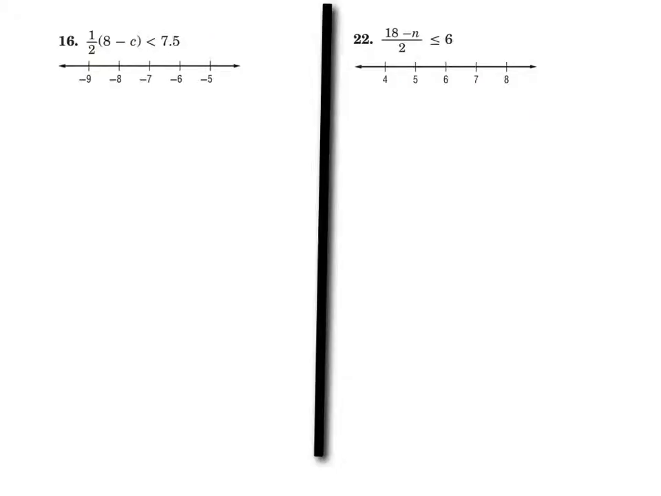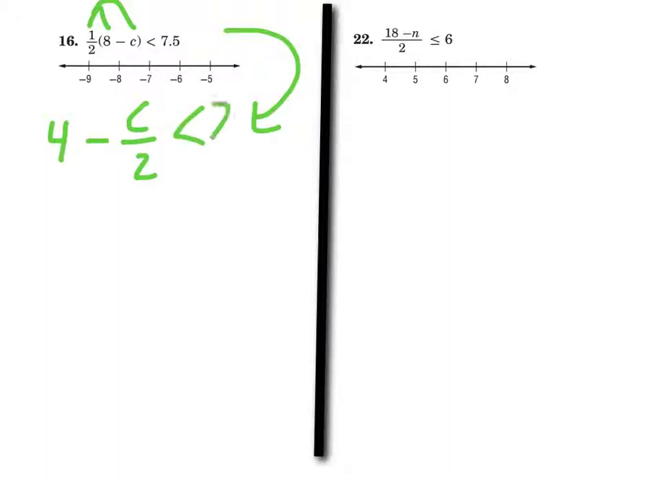There it is. Kind of weird looking, but there it is. All right, here I got to distribute this 1/2. And then I'm going to carry this equation down here. So I get 1/2 times 8 is 4 minus c over 2, that's half of c, is less than 7.5.